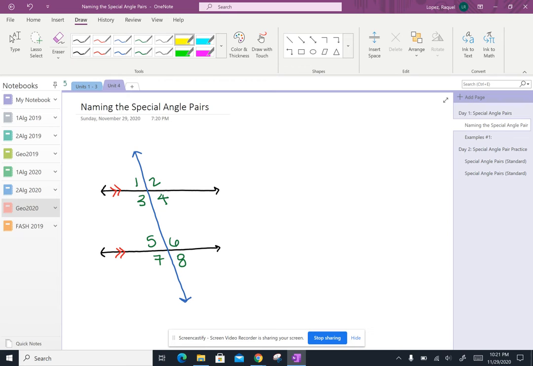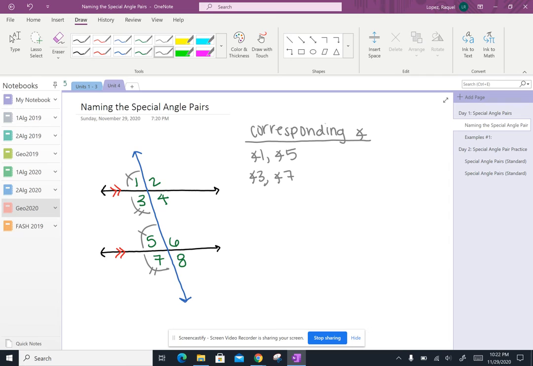Okay, and so when you've got a pair of parallel lines that's cut by a transversal, you get a bunch of different types of special angle pairs. One of the first special pairs that we get is called corresponding angles. I'm going to shorthand right here. Corresponding angles are angle pairs like angle 1 and angle 5. 3 and 7 are another pair of corresponding angles, so angle 3 and angle 7.